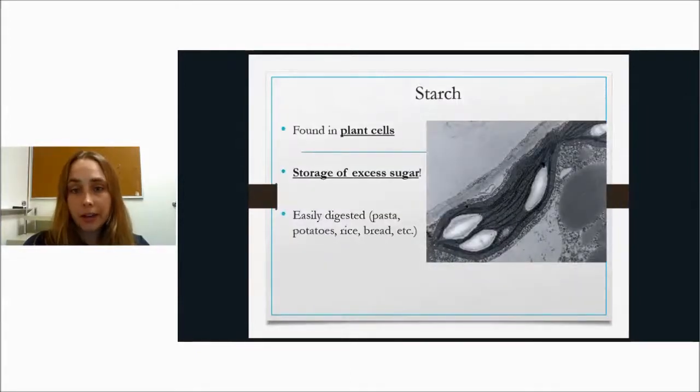Starch is a polysaccharide that is found in plant cells, like potatoes, and it is a storage of the excess sugar. It is easily digested by our body. It's found in pasta, potatoes, rice, bread, etc. So when they say something is starchy, they are talking about these globules of polysaccharides that are stored for excess sugar for energy at some point in time, and our body uses them for our energy when we ingest them.